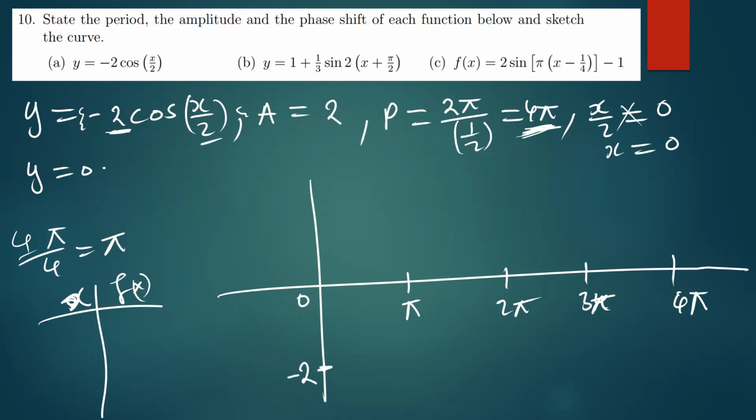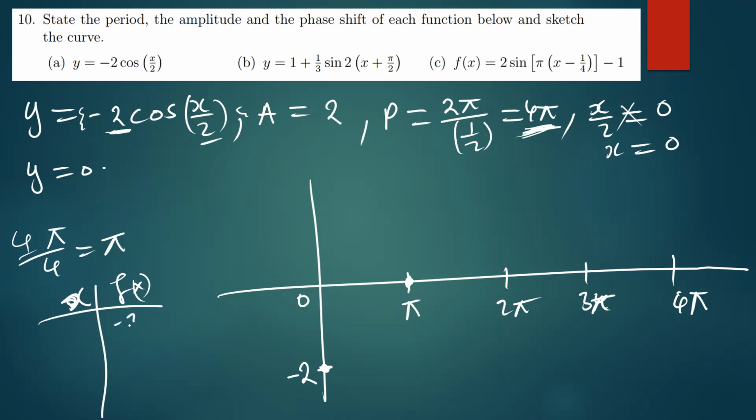And then when you put pi where there's x, you're going to have pi over 2. So pi over 2 is just the same as 180 over 2, which is 90. So cos 90 gives us what? 0. 0 times negative 2 will give me what? 0. So we have another point there. When we put 2 pi there, we're going to have 2 pi divided by 2. That is going to give us pi. So I'm not writing the values.